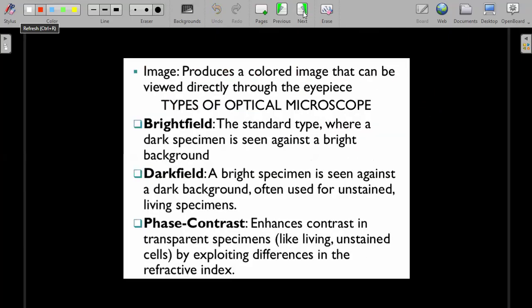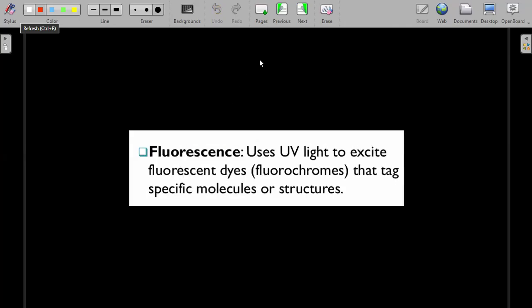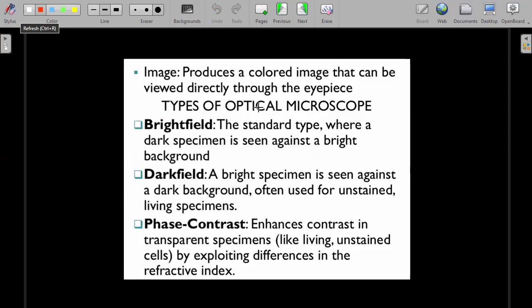Okay. So the types of light microscope you can have are the bright field microscope, the dark field microscope, the phase contrast microscope, and the fluorescence microscope. Okay, so I'll share with you the notes so that you go through and see how these microscopes work. You should be able to tell how each of these microscopes works.